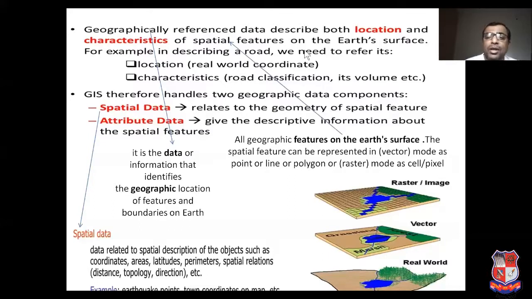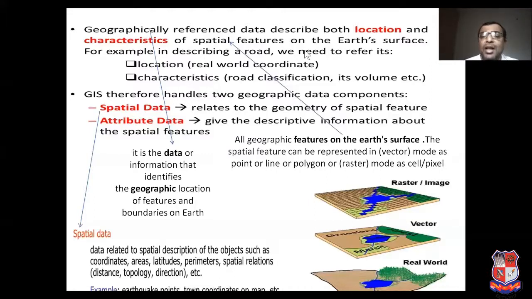Now what is spatial data? The data related to the spatial description of the object. Now what is spatial description? It means information of the object that is located on the surface of the earth with respect to space, such as coordinates, area, latitudes, longitudes, perimeters, and spatial relations like distance, topography, direction, etc. We have to consider these as spatial relations of the spatial data.